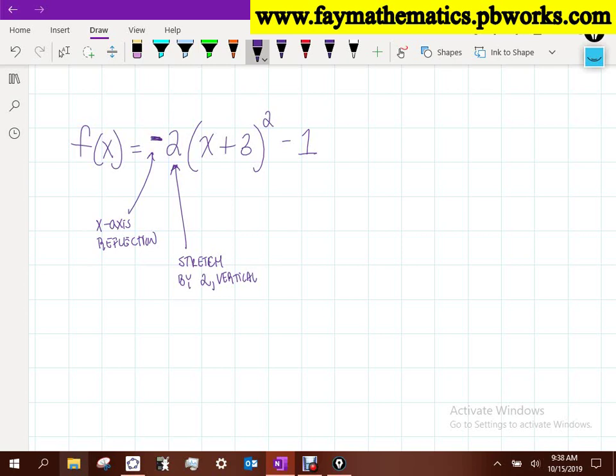What does this plus 3 do for us? Left 3. Let's go.